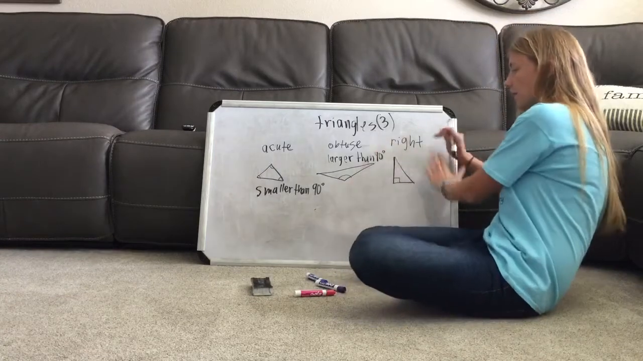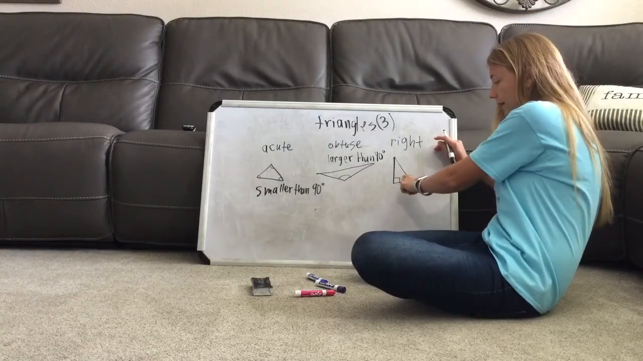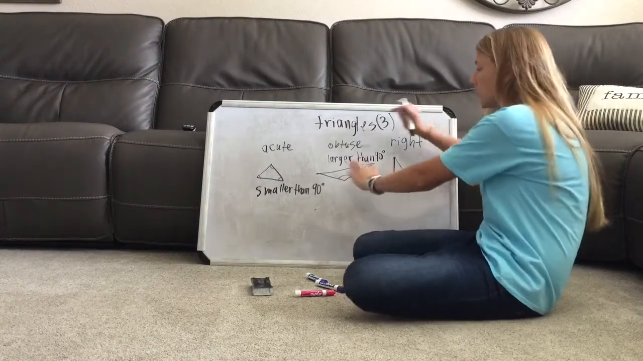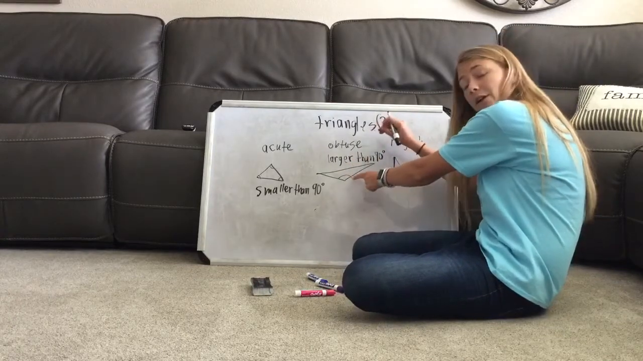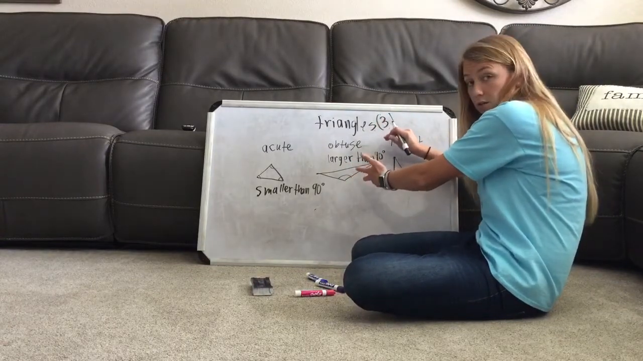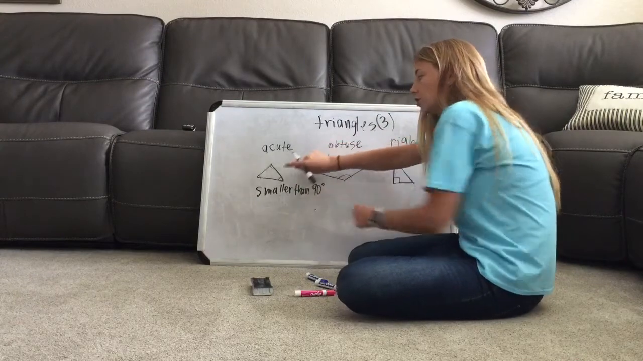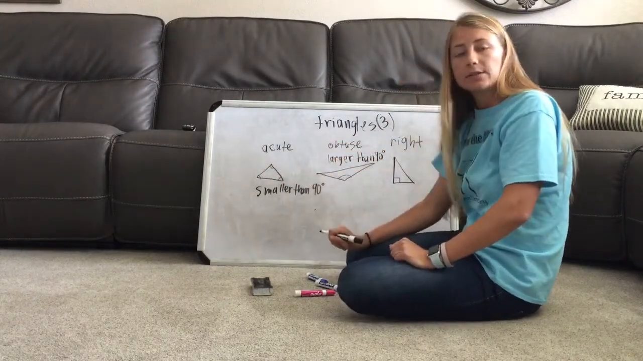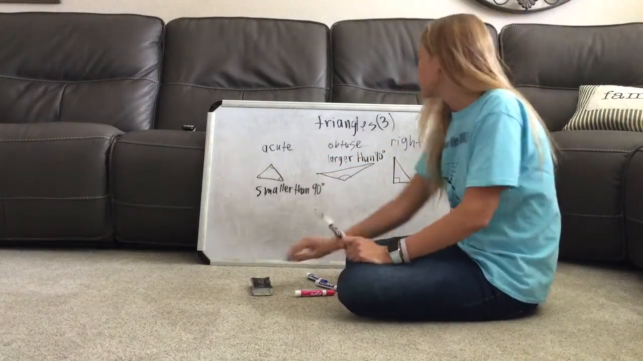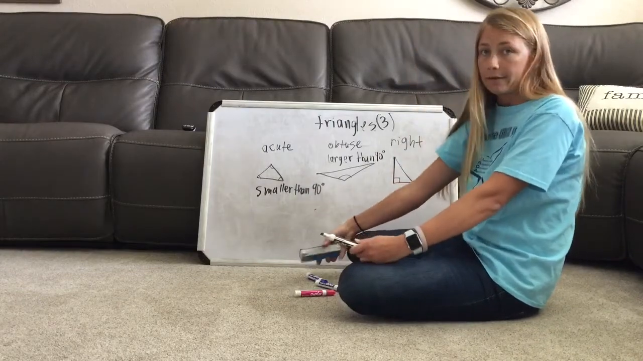So first ask yourself, is it a right triangle? Is there a corner? Is there a box? No? Okay. Is it an obtuse triangle? Does it have a very large angle? No? Okay, then it must be an acute triangle. Check those angles. Are they really tiny ones? Yeah? Okay, then you got an acute triangle. So that's how you're going to classify a triangle by angles.